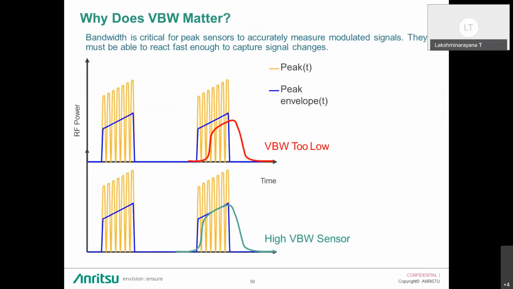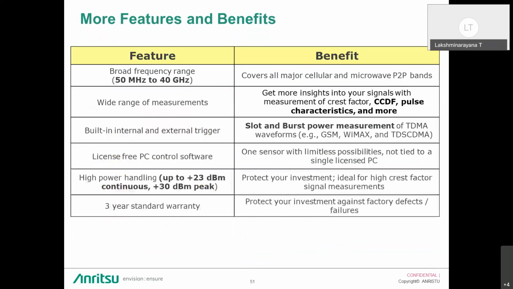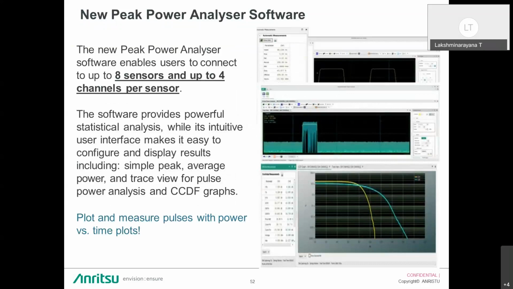So this is about the video bandwidth, which I already explained. When the video bandwidth is too low, we cannot measure the modulated signal. When there is a high video bandwidth sensor, we can measure the modulated signal, which falls inside the video bandwidth. Features include a broad frequency range. The peak power analyzer software can connect up to 8 sensors and measure up to 4 channels per sensor, and it can display the simple peak average power trace view for pulse power analysis and CCDF graphs.